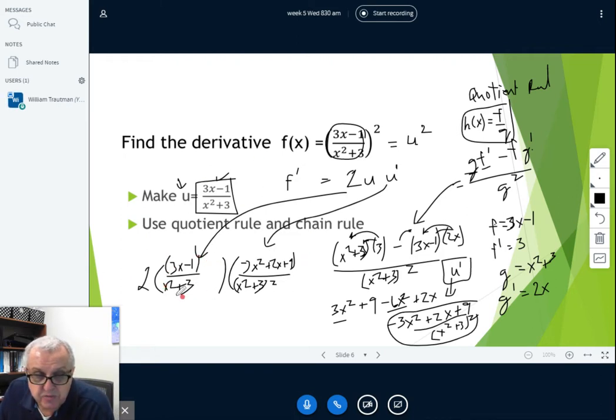So you can try to simplify this. Do you see if you multiply this and this together, on the bottom you end up with x squared plus 3 to the third power. On the top, you don't need to multiply it together.